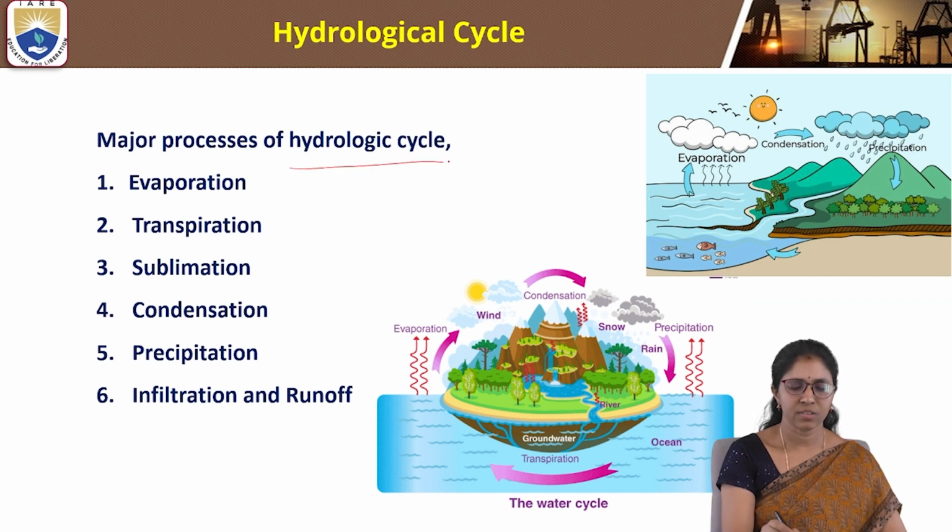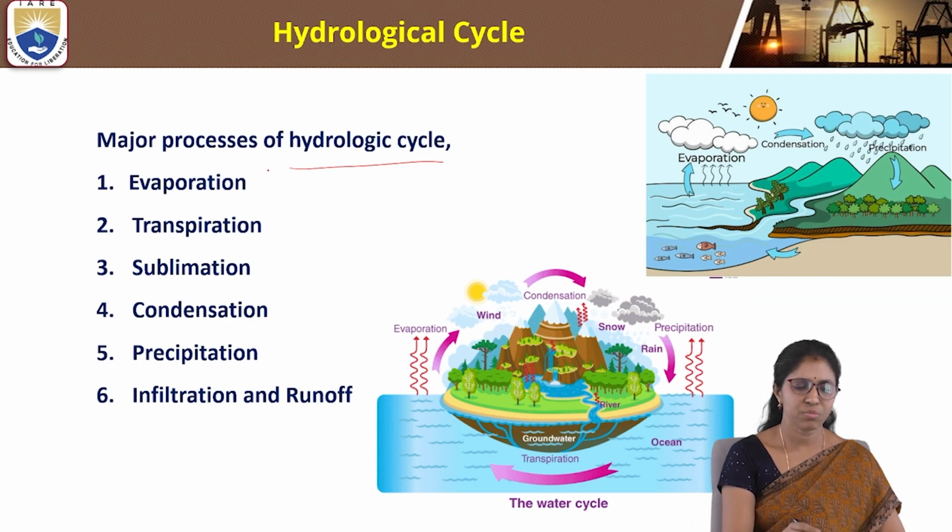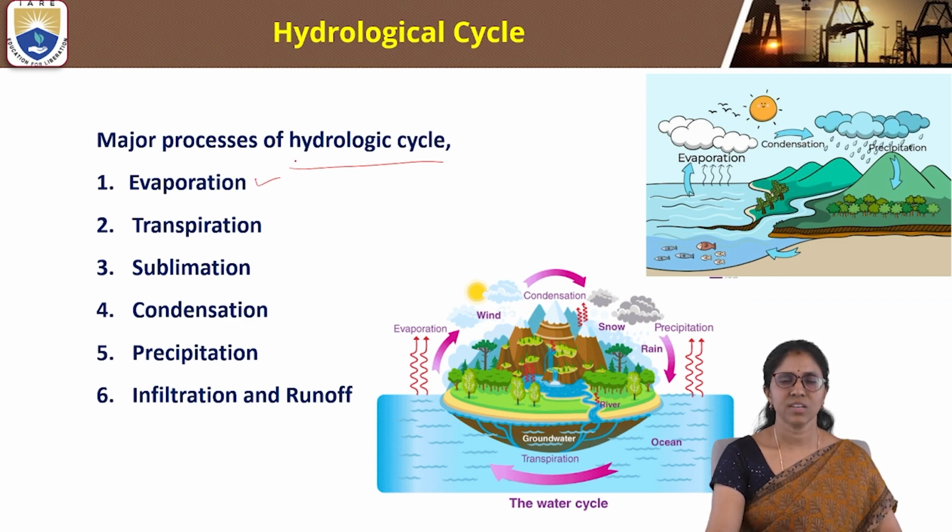The major processes of the hydrological cycle are evaporation, transpiration, sublimation, condensation, precipitation, and infiltration and runoff. So various processes and steps are there in the hydrological cycle. Through these processes, the hydrological cycle keeps running.